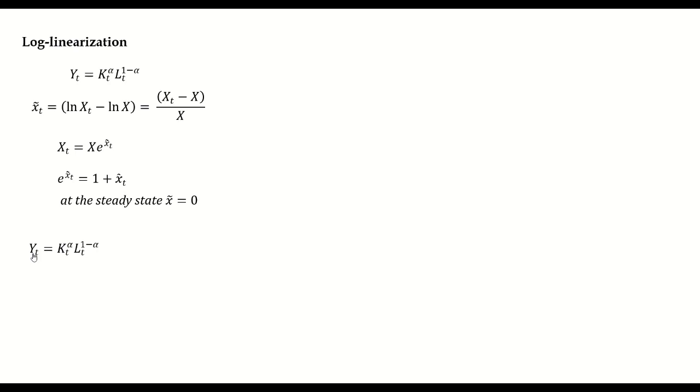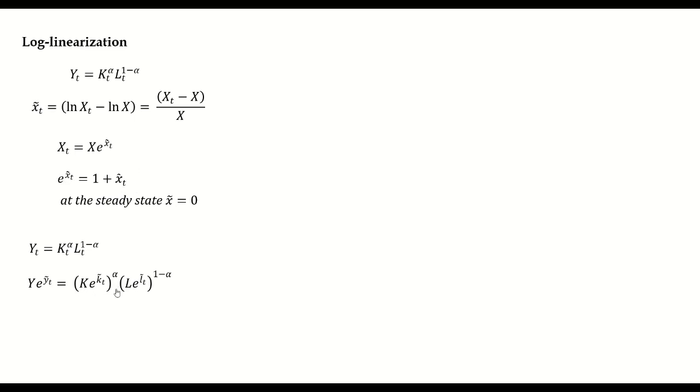Instead of yt, I can write y e raised to the power small y tilde t, and instead of kt, I can write k e raised to the power small k tilde t, the whole raised to the power alpha. So let's just do that, and we got these expressions. Next, we have to simplify this expression and then use this shortcut as well.